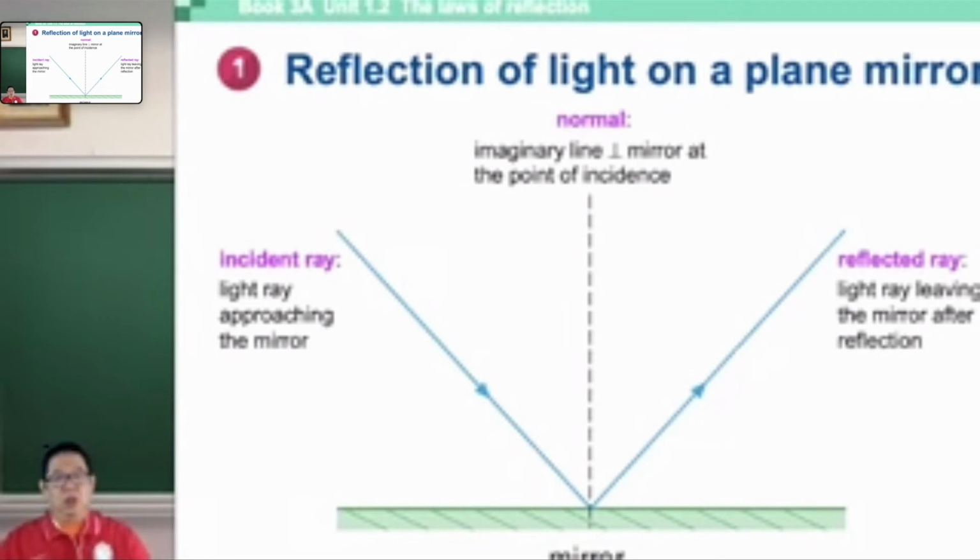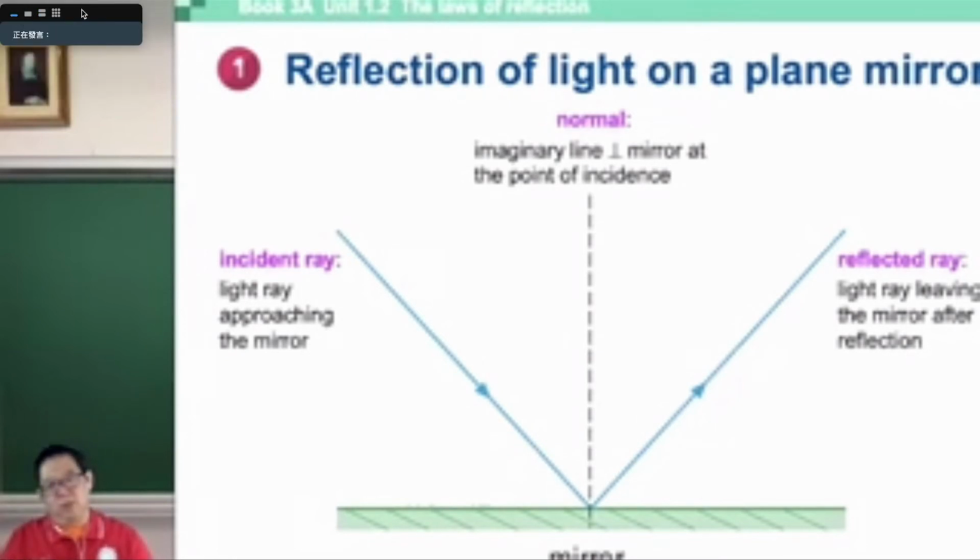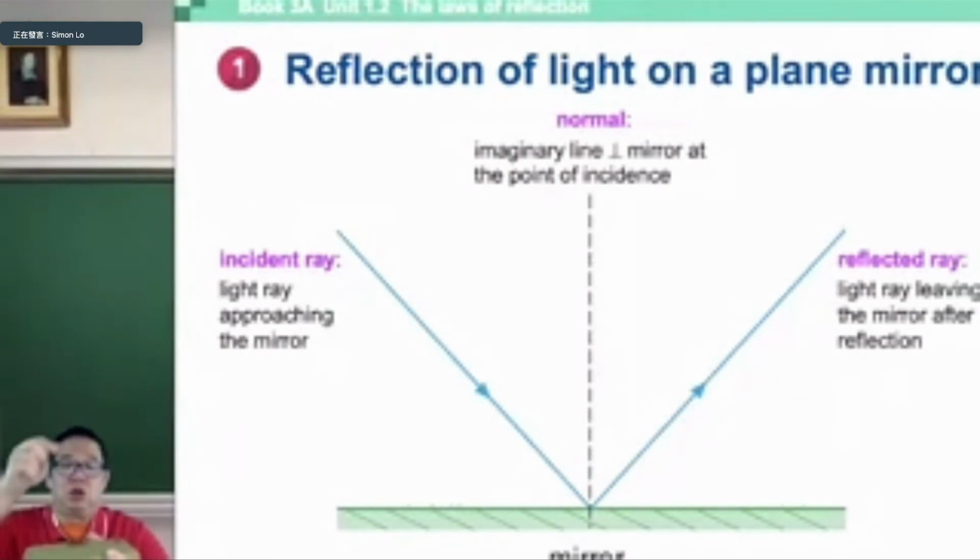Why do we use a normal? Because sometimes a reflecting surface may not be plane. It may be a curved surface. But the light can still hit any point on this surface, and it is then quite difficult to define the angle between the surface and the light ray. So we will use a normal instead. For any surface at a point, we can always introduce a normal.